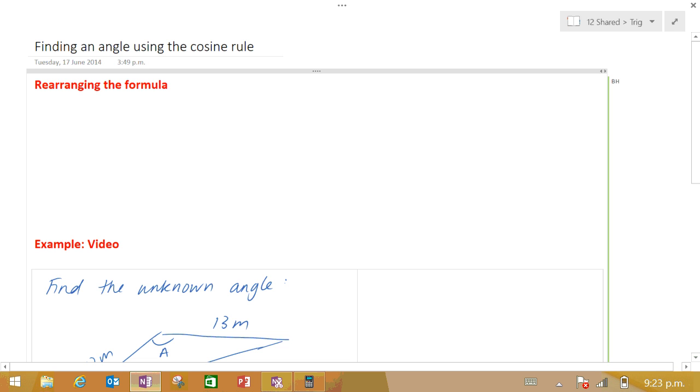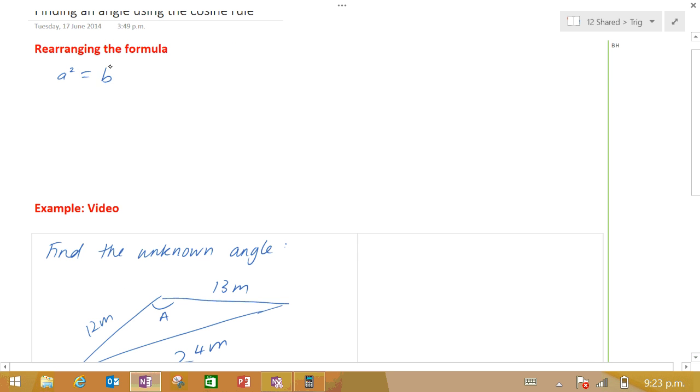Sorry, Corbin. So we're going to find an angle using the cosine rule, and the first thing that we need to do really is consider how we're going to rearrange the formula. The formula that we were using last time was a squared equals b squared plus c squared minus 2bc cos A. Just a reminder, you are given this formula. You don't have to remember it in that form. But if you're looking for an angle, really what we're interested in is the cos of the angle part. So that's what we want to get by itself.